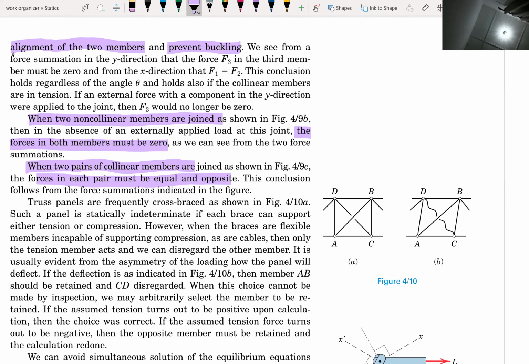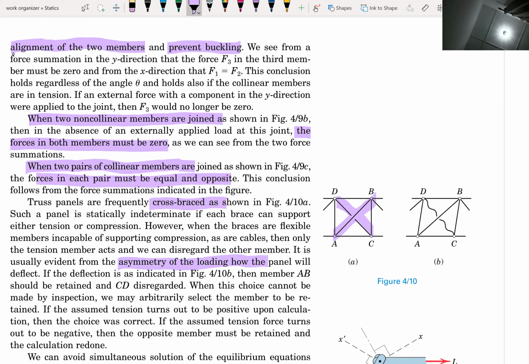Usually trusses have cross braces, like this one. So usually we should determine whether the cross brace is useful or not. Is it necessary or not? So how are we going to do that? We just put some asymmetric loading.